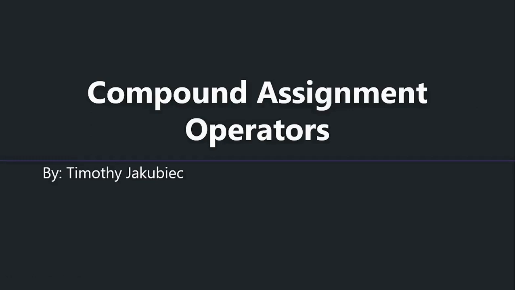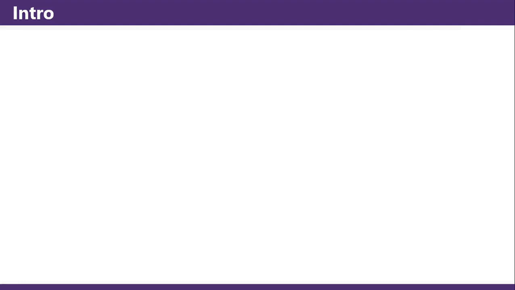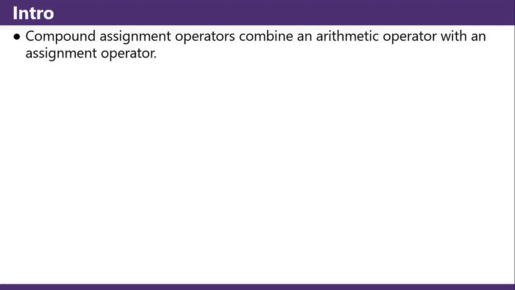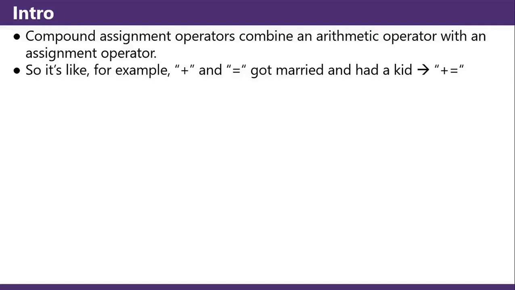Today you're going to learn about compound assignment operators in Java. Compound assignment operators combine an arithmetic operator with an assignment operator. So it's like, for example, plus and equals got married and had a kid.